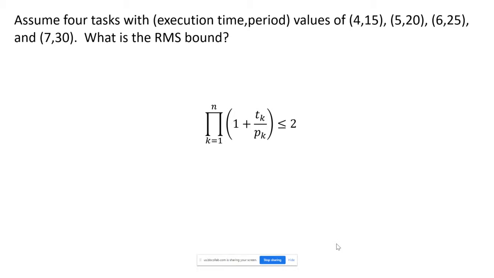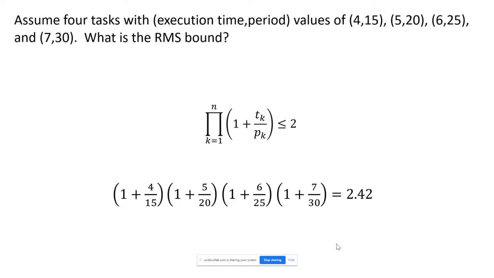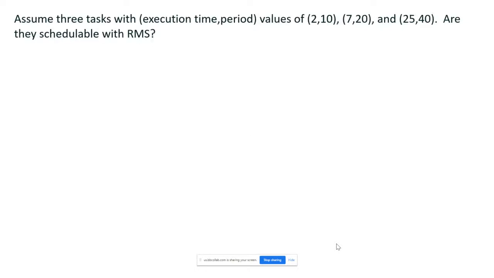Anyway, what I was asking here was what's the value, and in this case, I'm asking you to compute 1 plus 4/15 times 1 plus 5/20 times 1 plus 6/25 times 1 plus 7/30, and the value there is 2.42, which is obviously not less than or equal to 2.